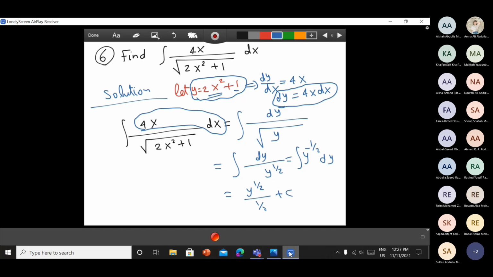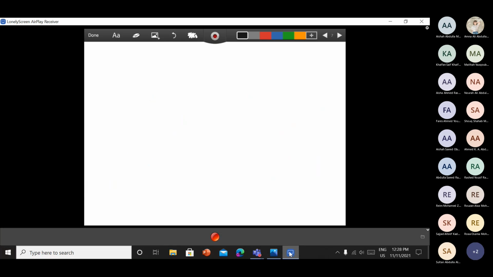plus c. Now I finish the integration and get back to my original variable. So it will be y to the power half over half plus c. Y to the power half, it is better to write it as root square y, plus c. And this half, when you divide by half, is exactly like multiplying by 2. So this is the right integration. Let's go further to have this one.